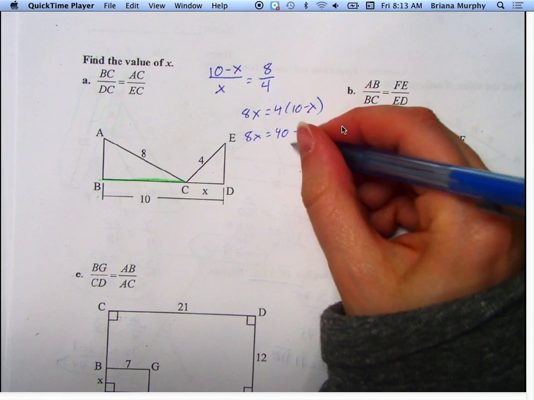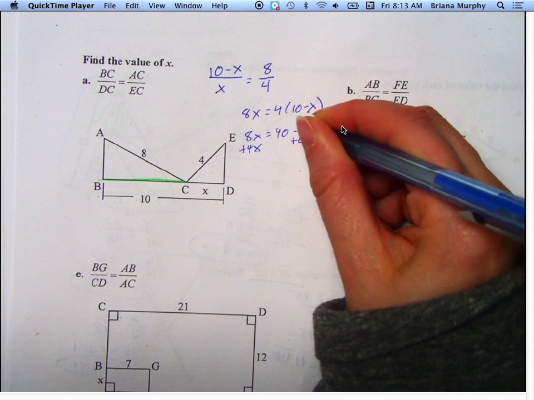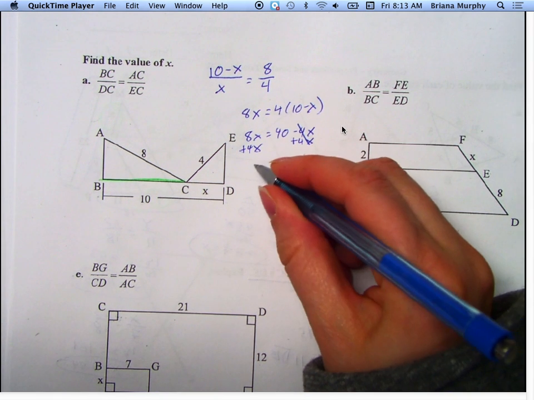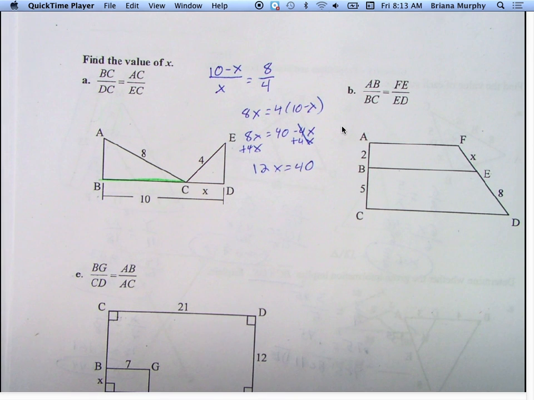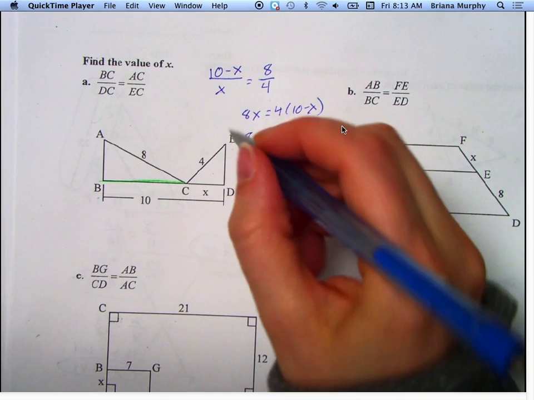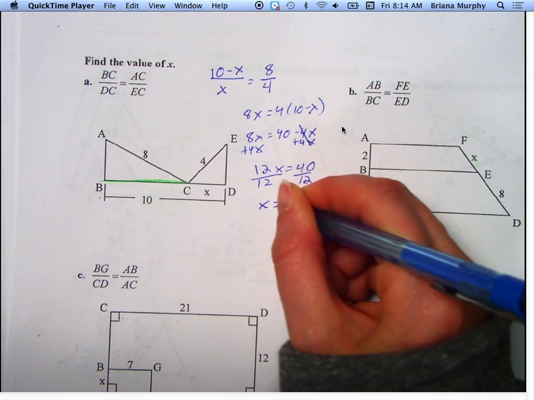Now I'm going to add 4x to both sides, and I'm going to get 12x equals 40. Now I'm going to divide by 12, and I get x equals 3 1/3.